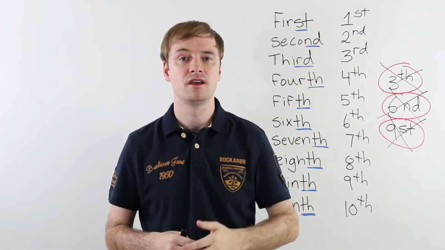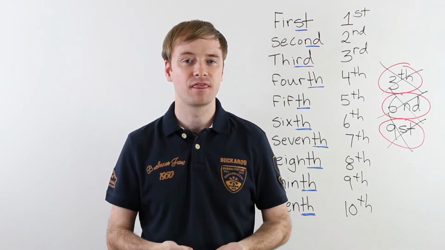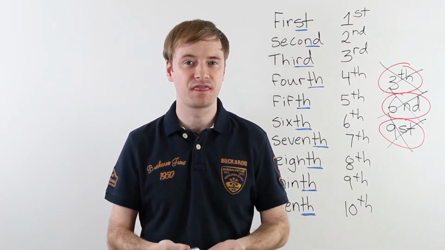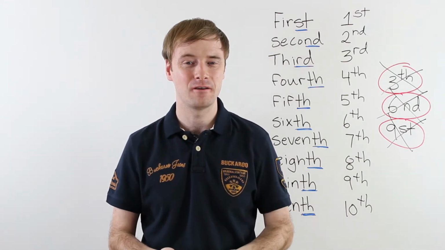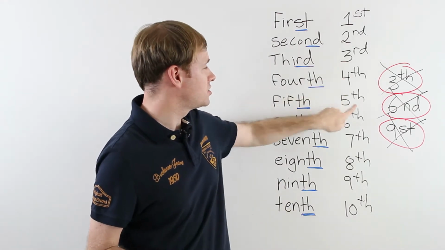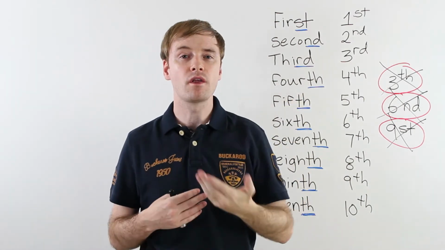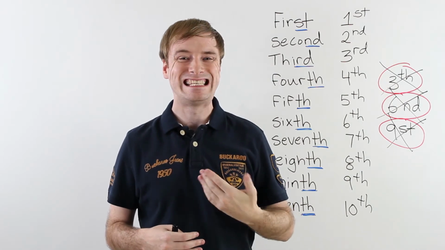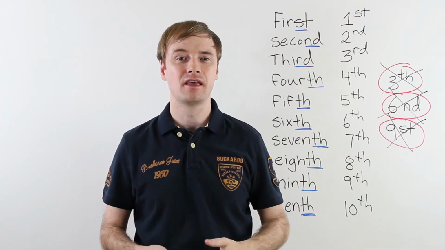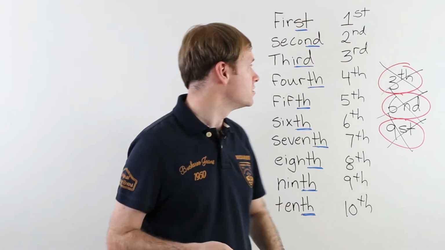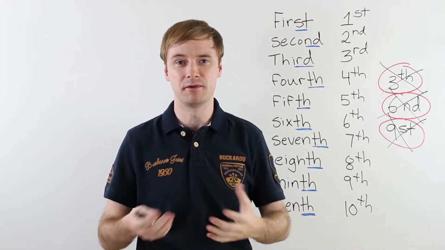fifth, sixth, seventh, eighth, ninth, 10th. Okay, so the th, your tongue should be coming out. Let's do the th again. Fourth, fifth, sixth, seventh, eighth, ninth, 10th. Okay, so these are the first 10. You should know these. Let's move on to some bigger numbers.